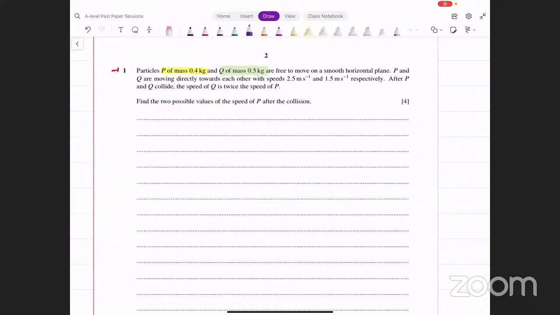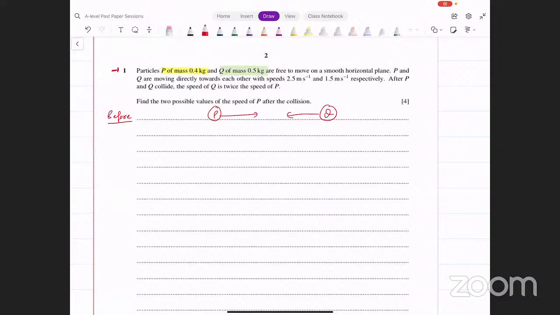Now, let's try to visualize the situation. That's going to help us think about it. Before the particles are colliding, क्या situation है essentially? Let's say P यहाँ से आ रहा है, it's moving towards this side. Q यहाँ से आ रहा है, it's moving towards the left side. They're moving towards each other. Okay, they're moving directly towards each other. That means P अगर इस right पे move कर रहा है तो Q left पे move कर रहा है.